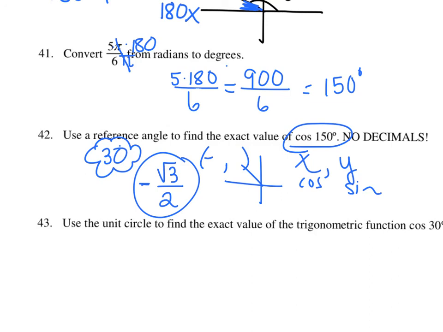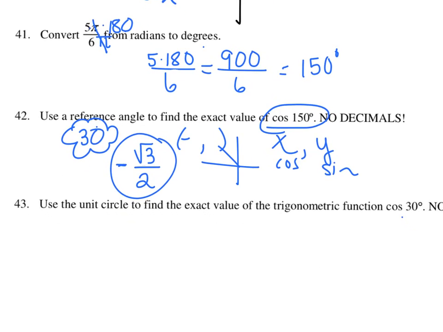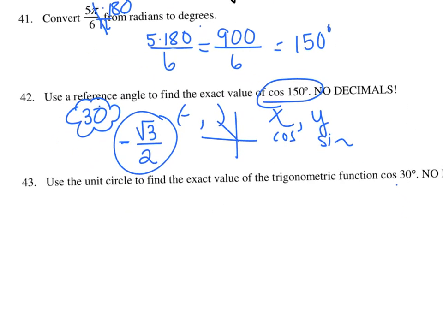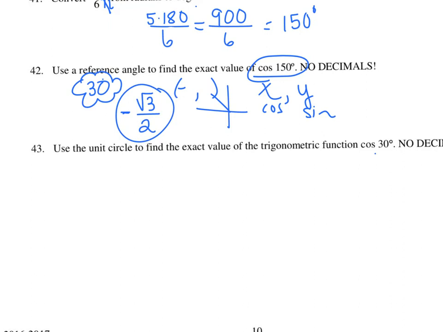Last, we will find the exact value of cosine of 30. And we actually just were talking about it. If you look right on your unit circle, or if you use the hand trick, cosine of 30, when it's in the first quadrant, is positive square root 3 over 2.